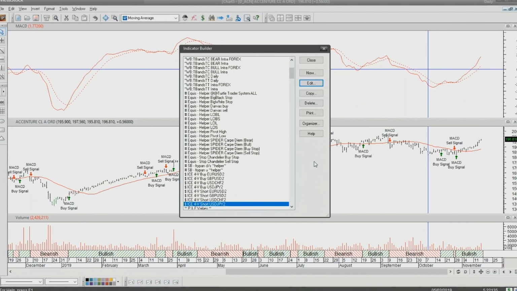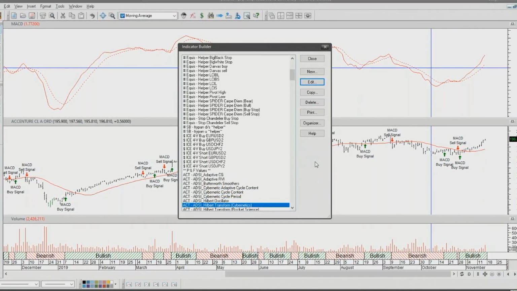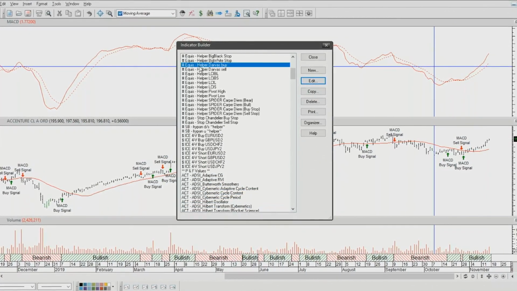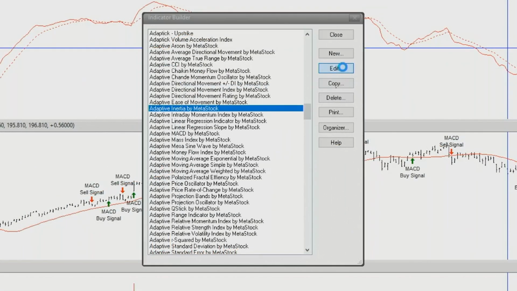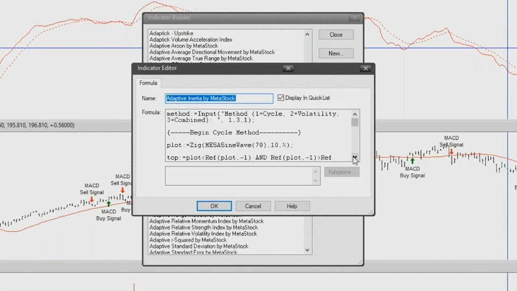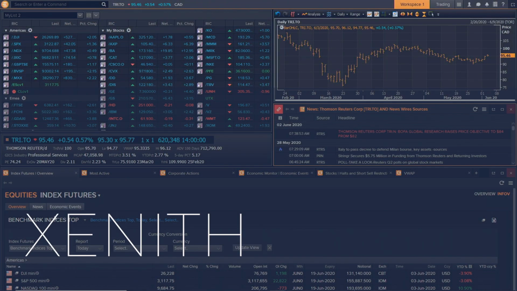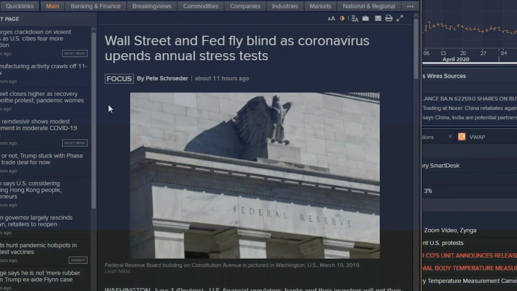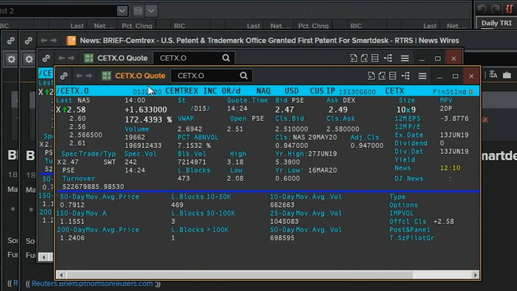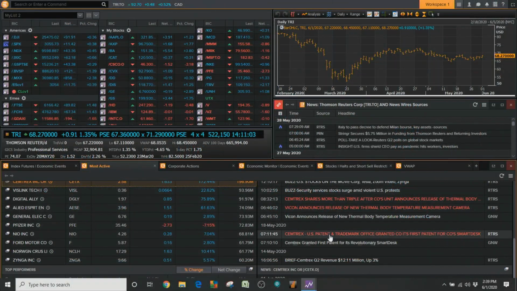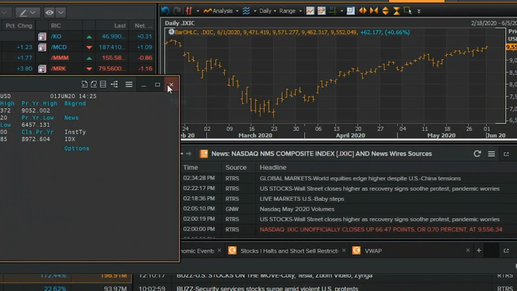And as you become a more experienced trader, MetaStock grows with you. Advanced analysts will enjoy the comprehensive list of trading systems and indicators and the ability to build their own systems. And if you're a day trader, you can't do better than Zenith, the real-time news, data, and analysis package offered by Refinitiv, a world leader in market data.